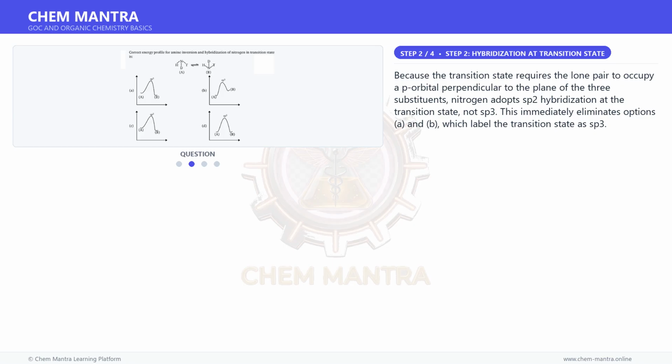Moving on to the next step. Because the transition state requires the lone pair to occupy a p orbital perpendicular to the plane of the three substituents, nitrogen adopts sp2 hybridization at the transition state, not sp3. This immediately eliminates options A and B, which label the transition state as sp3.